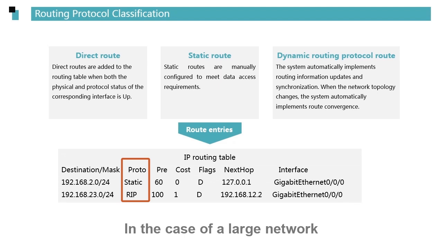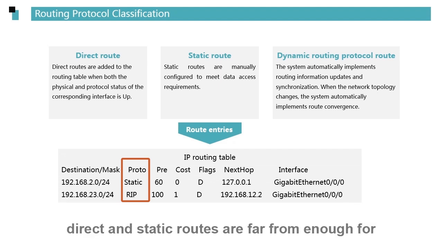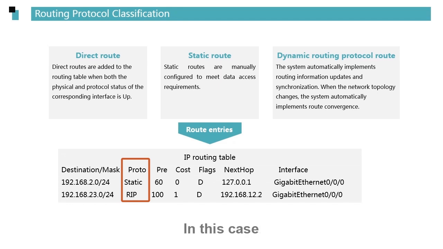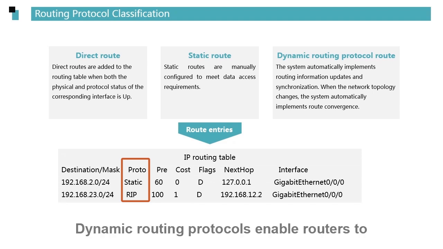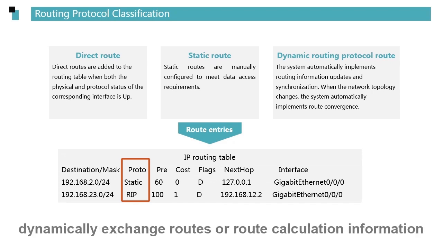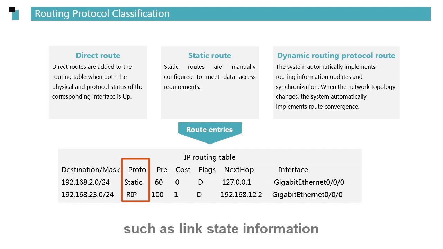Dynamic routing protocols. In the case of a large network, direct and static routes are far from enough for routers to implement routing. In this case, dynamic routes are also needed. Dynamic routing protocols enable routers to dynamically exchange routes or route calculation information, such as link state information. In this way, routers learn or calculate routes to enrich their routing tables.